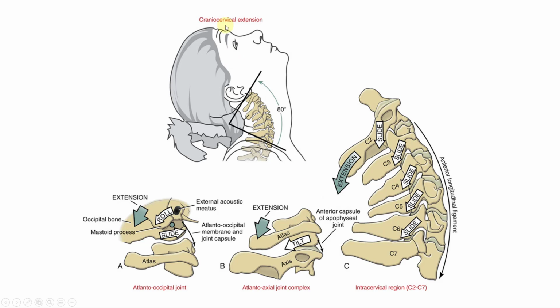So here's cranial cervical, so C0, C1 through 7, cervical extension. You can see the rolling, sliding that's happening here at the atlanto-occipital joint, so C0, C1. You can see at the atlantoaxial joint there is a little bit of tilting, and that the majority of the extension is coming between C2 and C7. So you're getting about 80 degrees total from thoracic spine to base of skull.